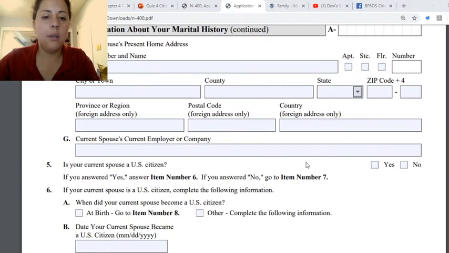Then you're skipping province or region, because you live in the United States, and this is asking for foreign addresses, outside of the United States. You live inside the United States, so you are not writing here.